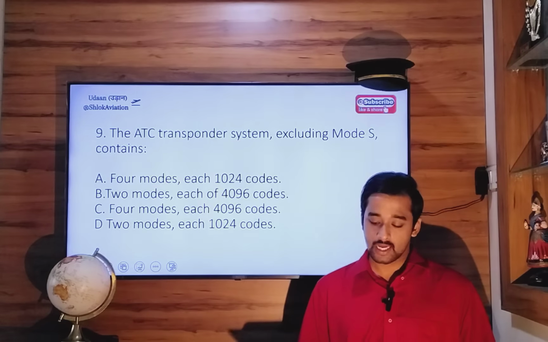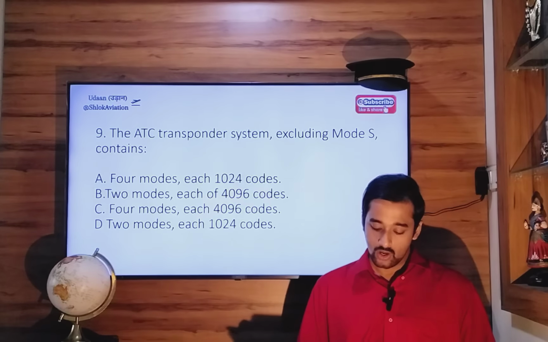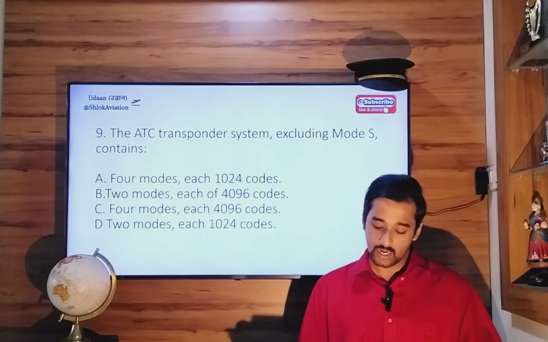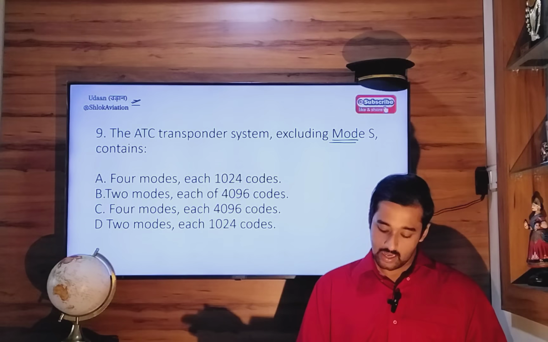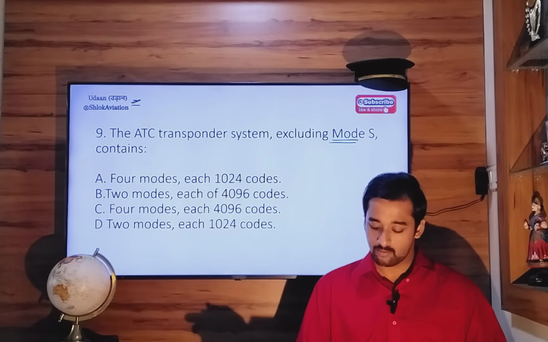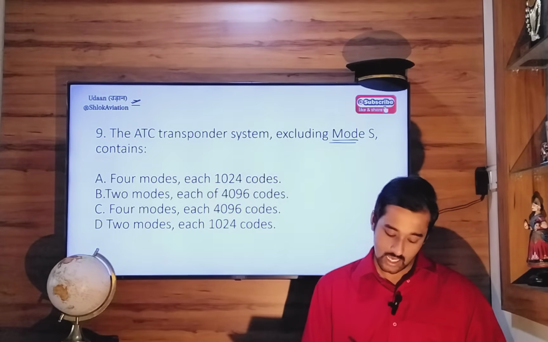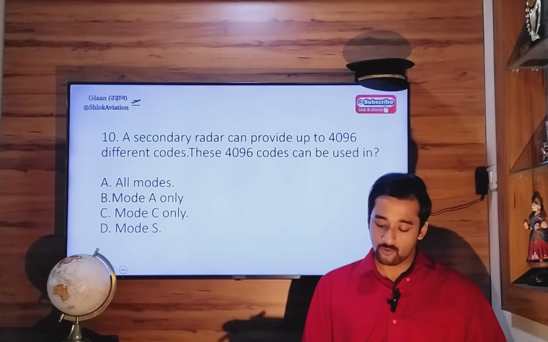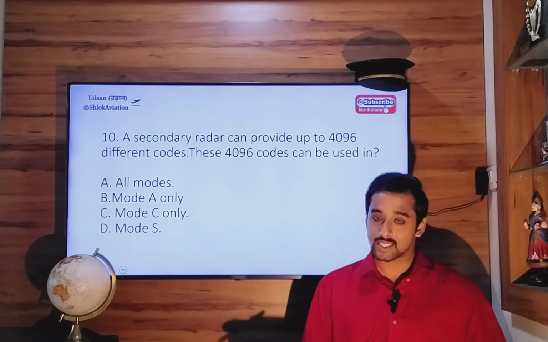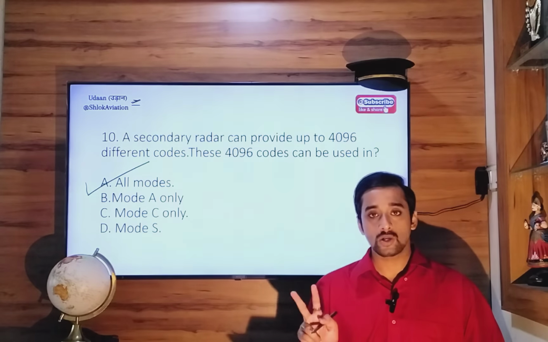A transponder system excluding mode S contains how many codes? Four codes, two modes, correction, two modes each of 4096 codes. So excluding mode S, there are two modes, mode A and mode C, and mode A has 4096 codes. So Bravo is the correct option. Question 10. A secondary radar can provide up to 4096 different codes. These codes can be used in all modes: mode A, mode C, mode S. So the answer is all modes: mode A, mode C, and mode S.